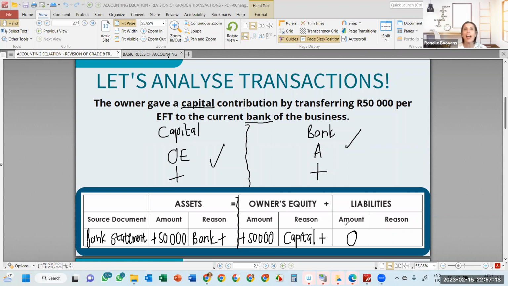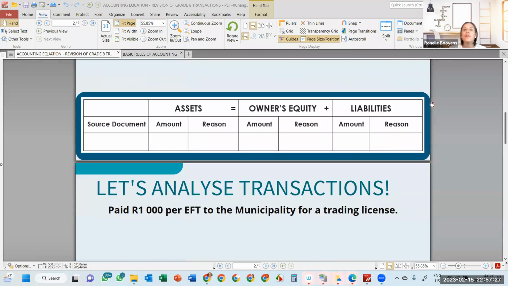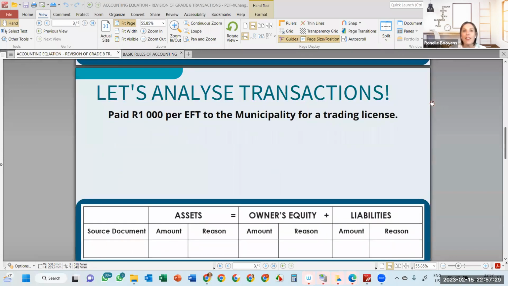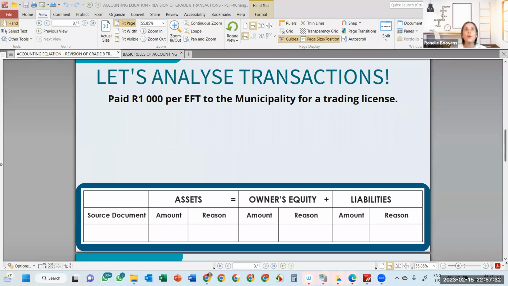All righty, I hope this one makes sense. Let's move on to the next one. Let me clear the drawings. There we go. And let's continue to the next one. Another one over there. Now, what are we doing here? Paid 1,000 Rand per EFT to the municipality for a trading license. Now, remember, the business paid 1,000 Rand per EFT to the municipality for a trading license.